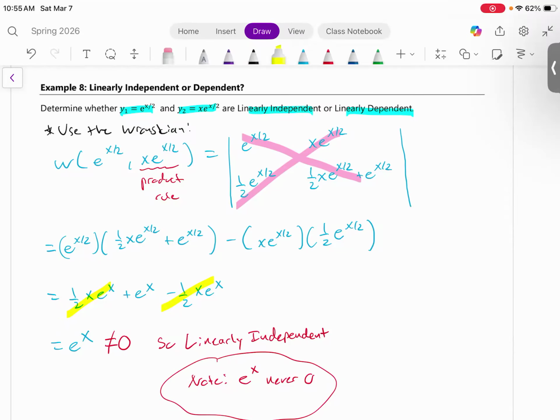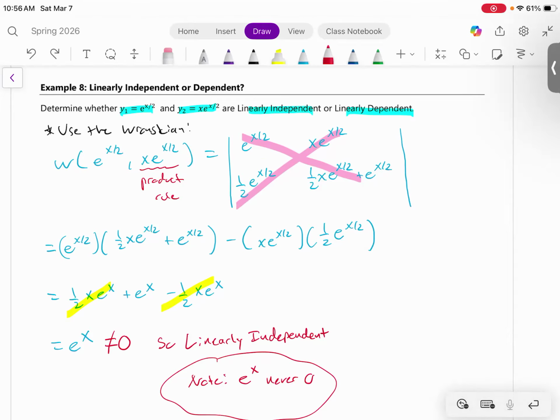Okay, welcome back. So hopefully you tried this problem out using the Wronskian. So let's go through this step by step. Our first solution was e to the x over 2. And then our second solution was x e to the x over 2. And just pay attention, we have to use a product rule here. So when we take the derivative, it would be 1 half x e to the x over 2 plus e to the x over 2. And we also have a chain rule to deal with that e to the x over 2. It would just be 1 half times e to the x over 2. So just be careful with your derivative rules.